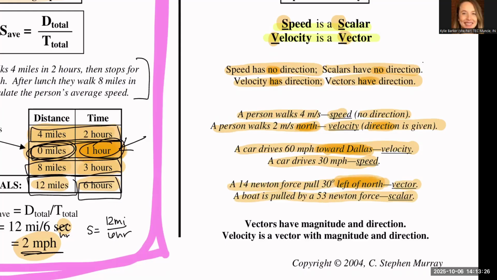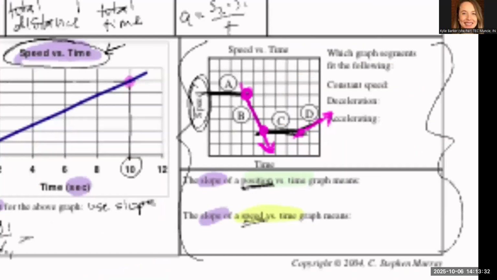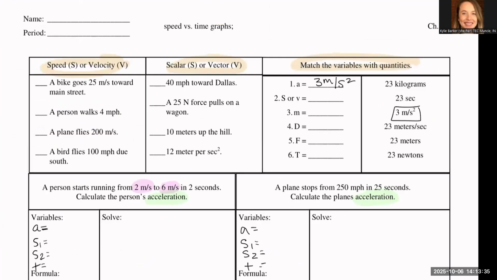So using our vocabulary, there's going to be a little bit of work on the other side of this assignment. So let's check that out. Pretty easy. Where we just left off, you're going to be able to do these 2 boxes. So you're going to write S for speed or V for velocity, and S for scalar and V for vector. So if we're looking at our first example here, a bike goes 25 meters per second toward Main Street. There is a direction toward Main Street. So that's going to be velocity.